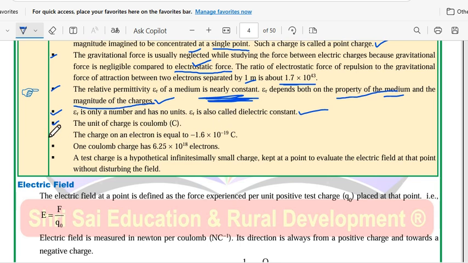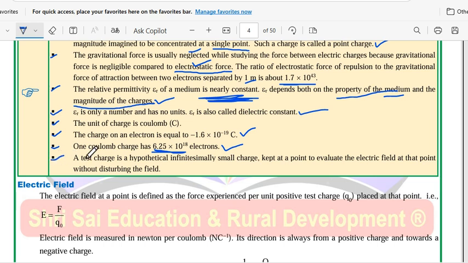Next, the charge on an electron is equal to minus 1.6 into 10 to the power of minus 19 coulomb. Next, 1 coulomb of charge has 6.25 into 10 to the power of 18 electrons. 1 coulomb of charge is equal to 6.25 into 10 to the power of 18 electrons. Points to be remembered.